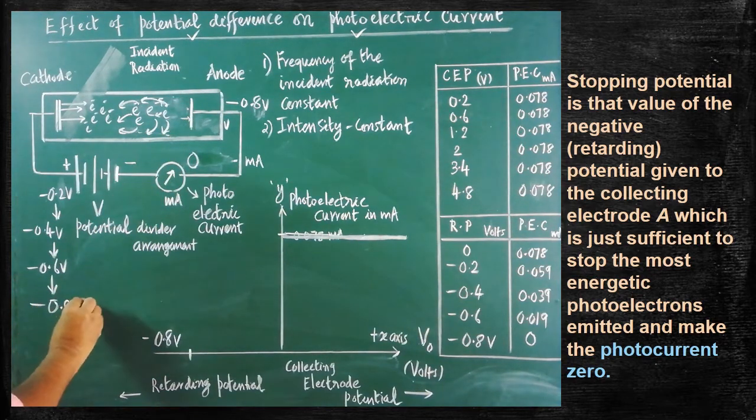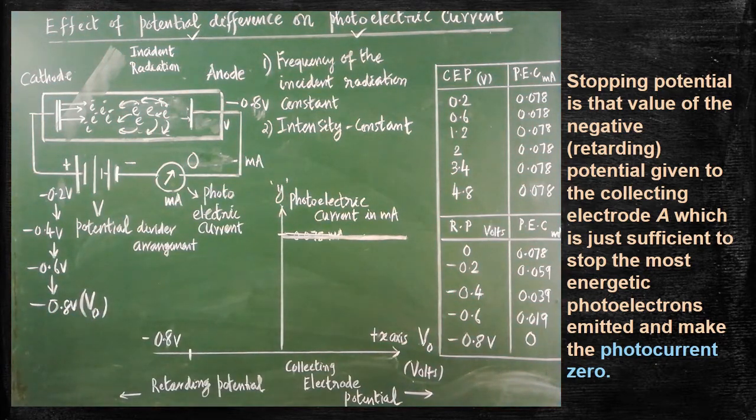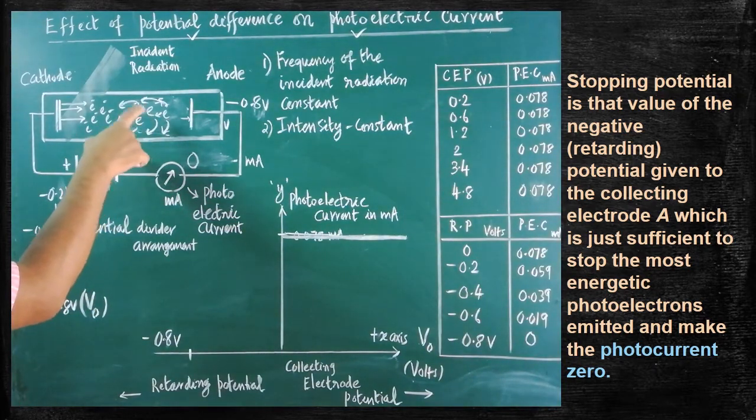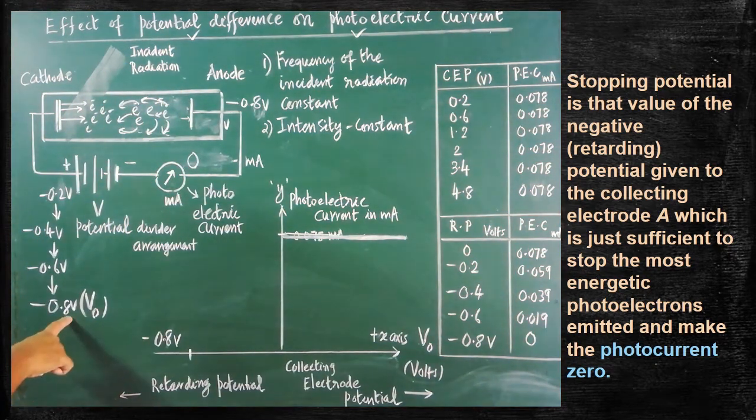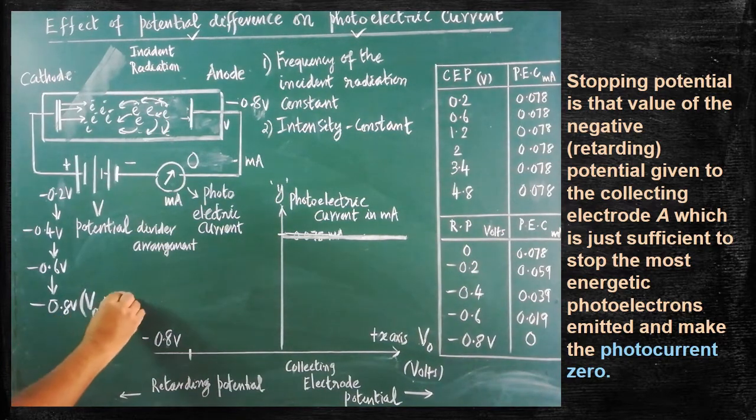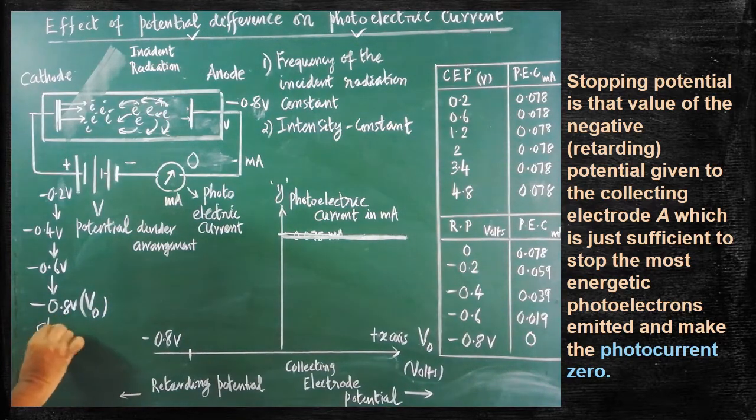Are you clear? This particular potential is called the stopping potential. Minus 0.8 volt is called the stopping potential, because this potential is able to stop even the highly energetic electron. Basically, it does not allow the electron to reach the anode. That's why this potential is called the stopping potential. The stopping potential definition will be asked in the exam.